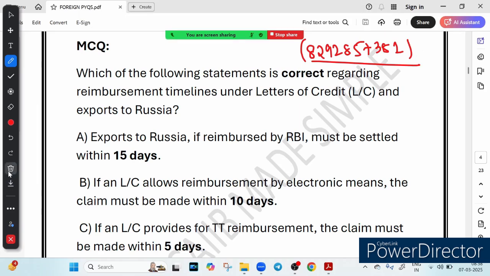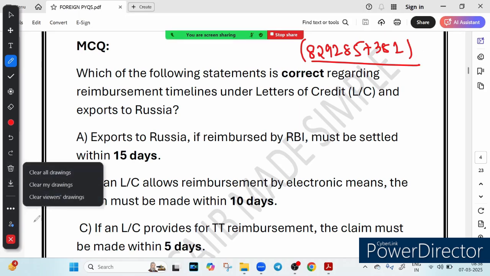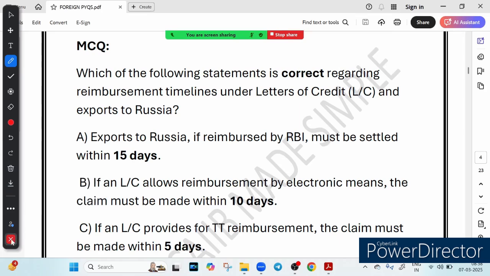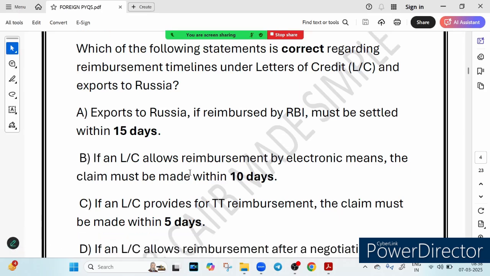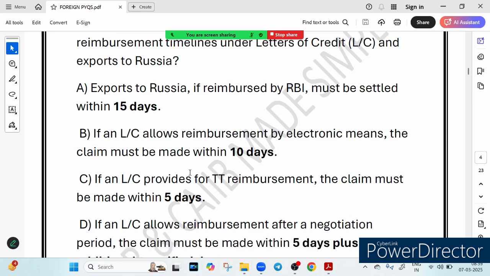Now let's continue our discussion with our next question, which says: which of the following statements is correct regarding the reimbursement timeline under LC and export to Russia? Very good question it is. Let's answer it. Basically, option A: export to Russia, if reimbursed by RBI, must be settled within 15 days.